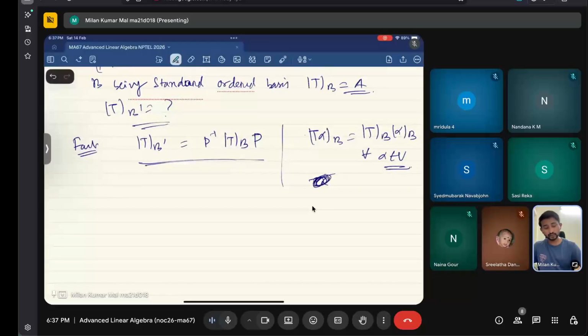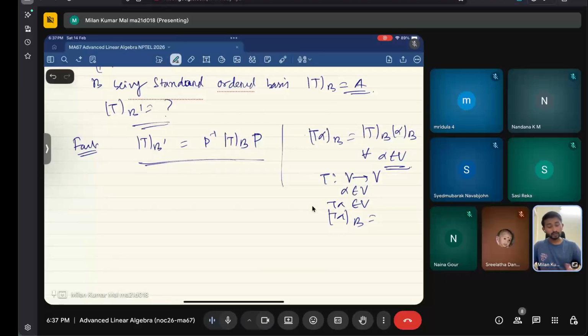T is a linear operator from V to V. Suppose you take a vector alpha from V, you get T alpha that is also in V. Now, as T alpha is in V and you have an ordered basis in V, T alpha can be written in terms of B, and that will be some column vector.